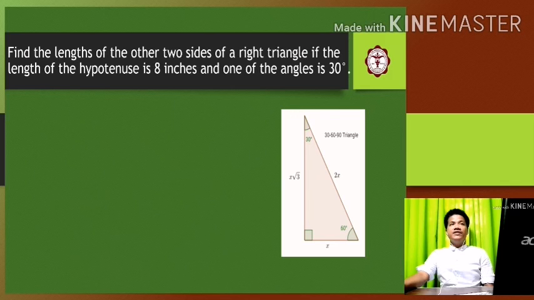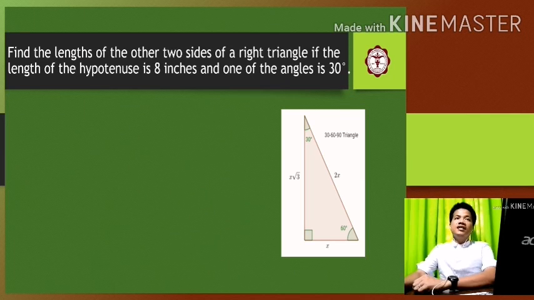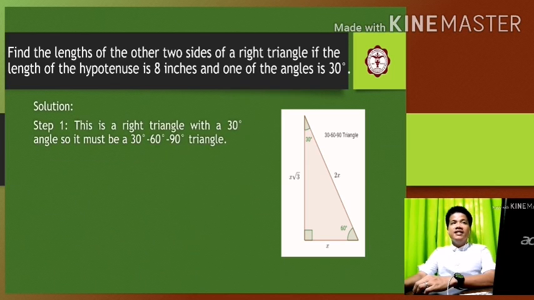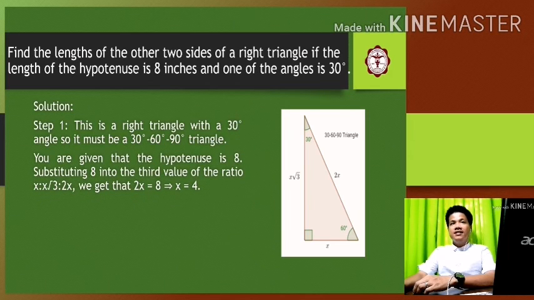Find the lengths of the other two sides of a right triangle if the length of the hypotenuse is 8 inches and one of the angles is 30 degrees. Step 1. This is a right triangle with a 30 degree angle, so it must be a 30, 60, 90 triangle. We are given that the hypotenuse is 8.